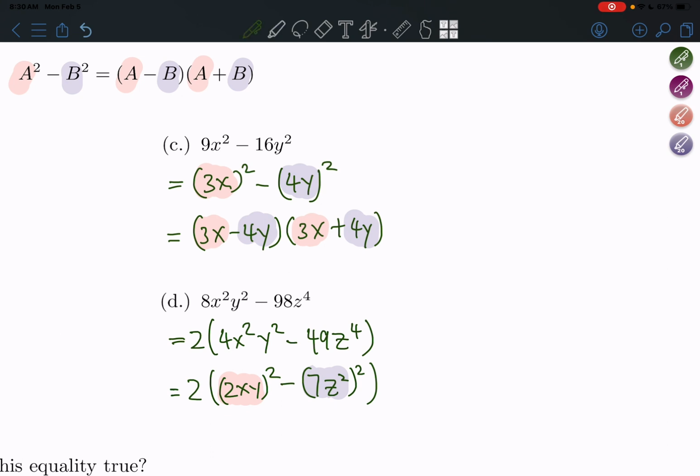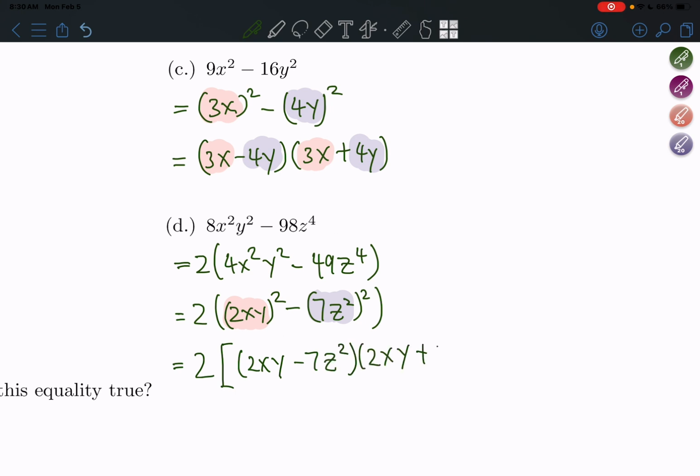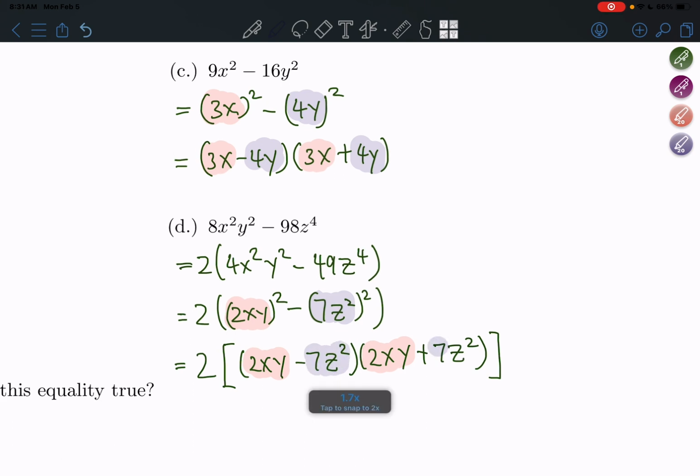So in terms of factoring, this is equal to, again, the 2, you have to write that out. I'll use a bracket instead of parentheses here, just to distinguish. I'll have 2xy minus 7z squared, and then 2xy plus 7z squared. That is my factor. Again, my A is this, my B is this. Okay? And that's it for this kind of problem.